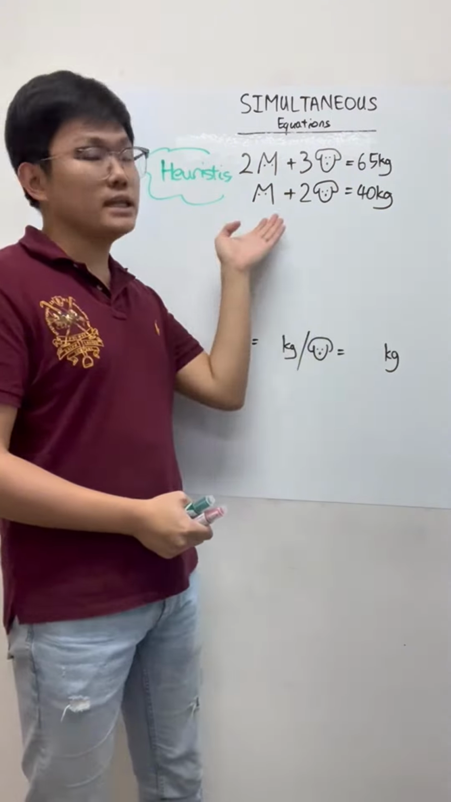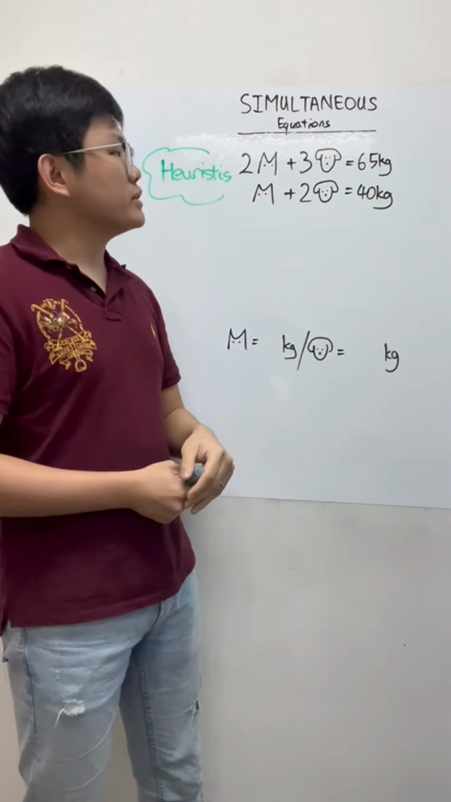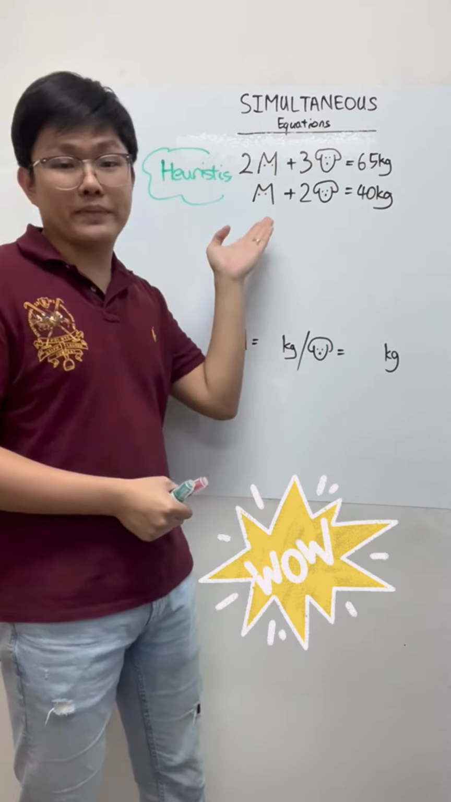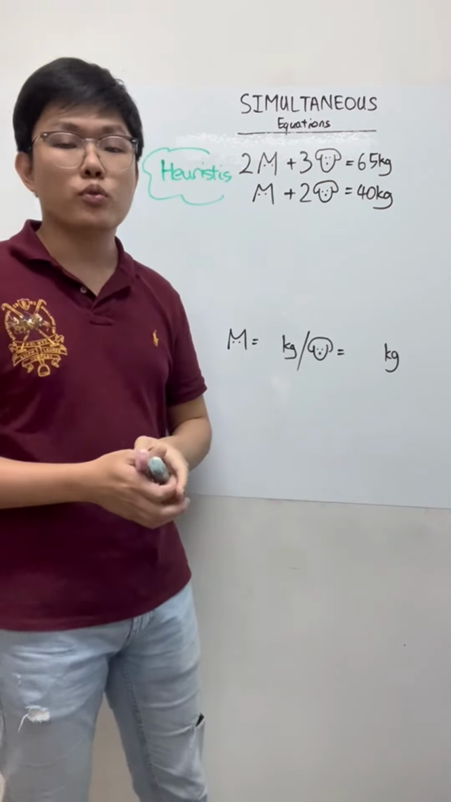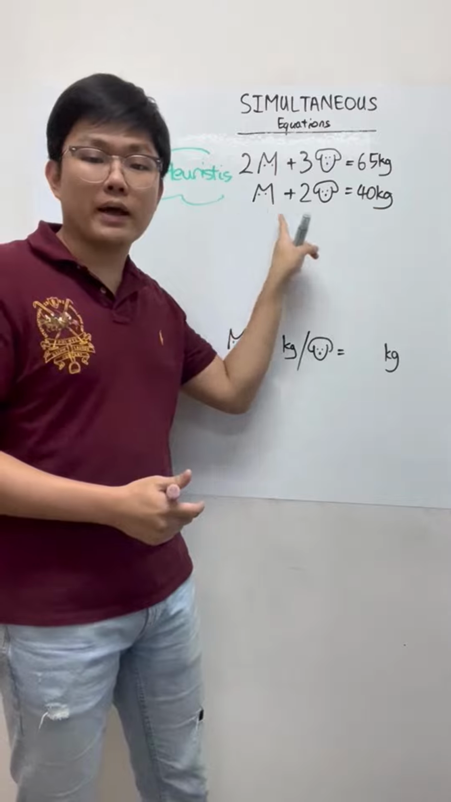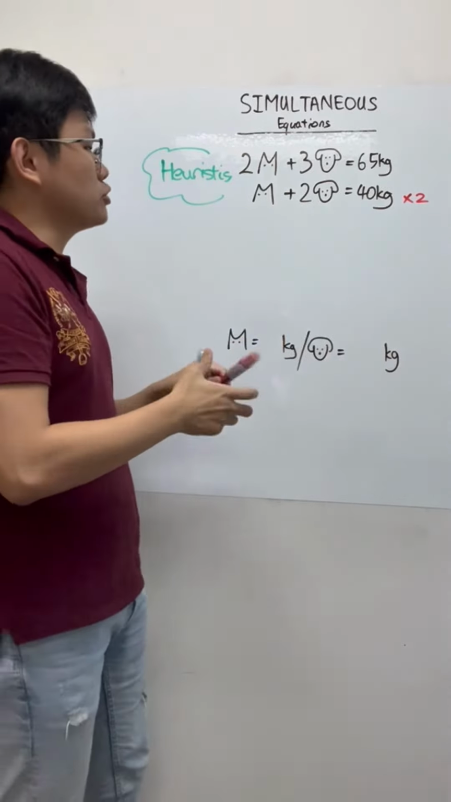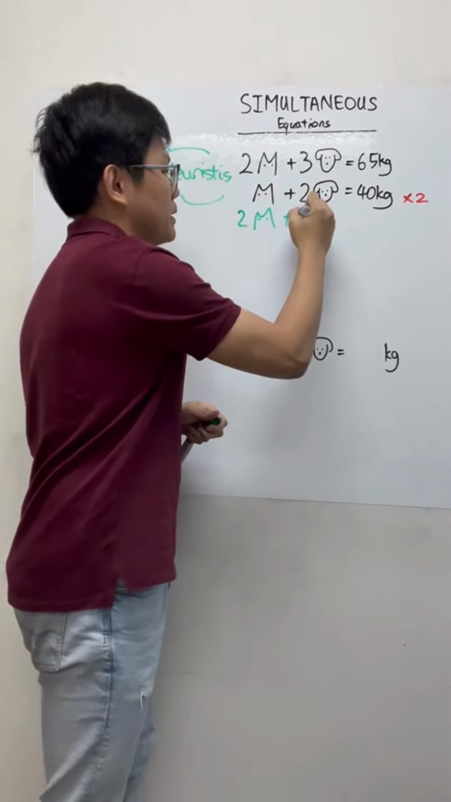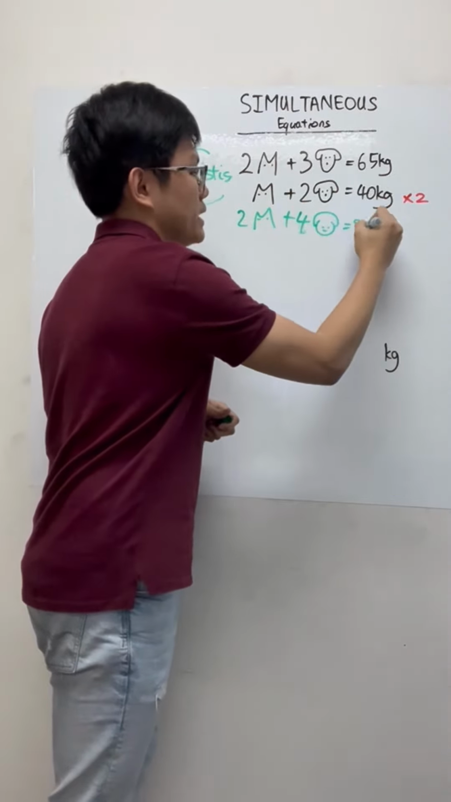If we notice the second equation as compared to the first, the key difference is actually the cat, because we can actually multiply 2 to the cat to allow it to become the same. So when we multiply 2, we do not just multiply only the cat, we multiply the entire equation, allowing us to be able to form another set of equations. 2 cats plus 4 dogs will be 80 kilograms.